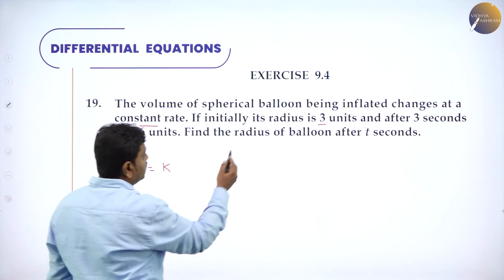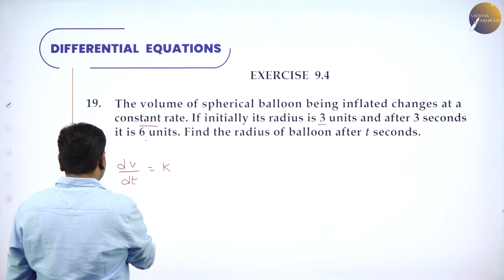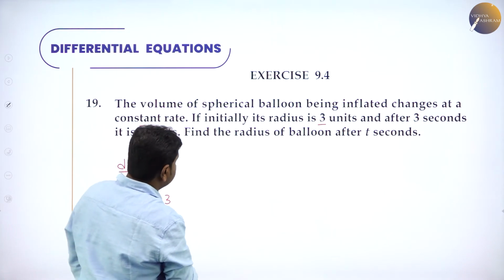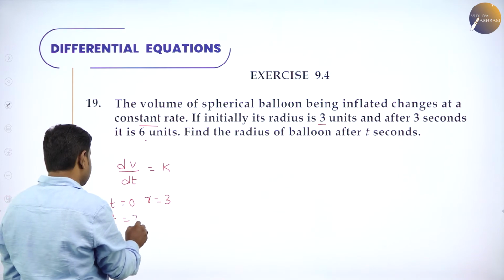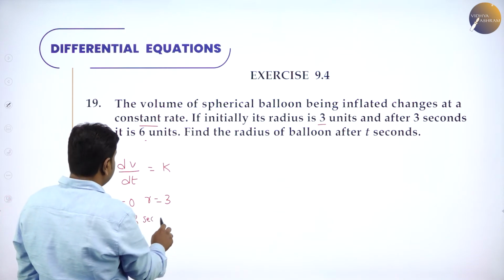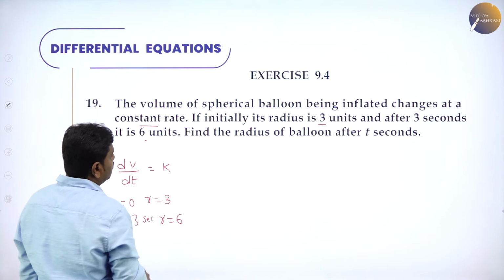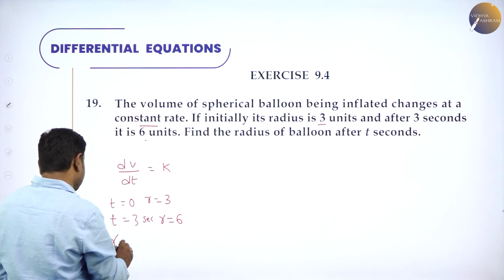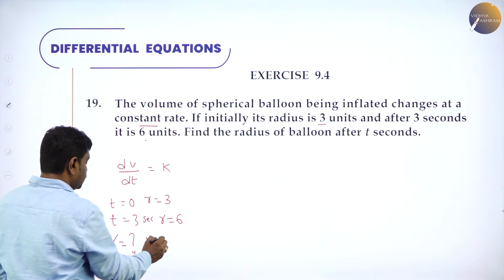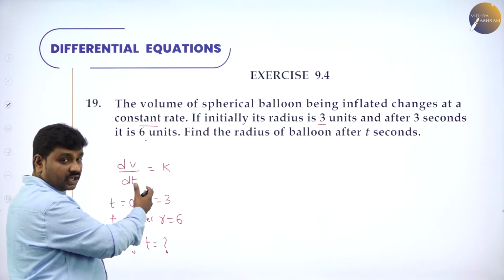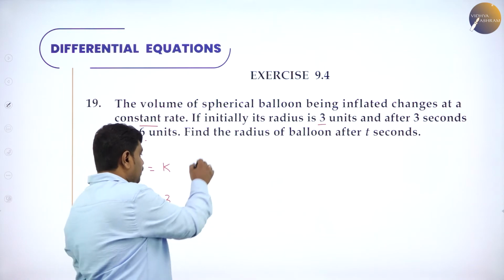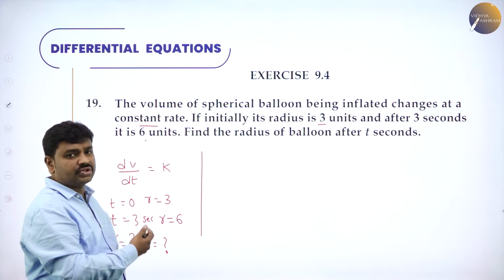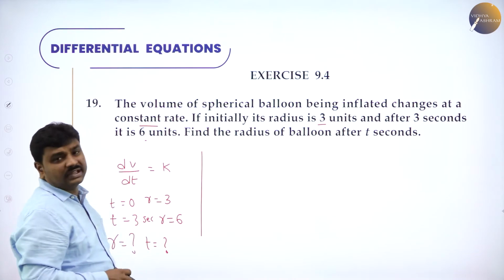Initially, its radius is 3. Initial means when time t is 0, its radius is 3 units. And after t equal to 3 seconds, the radius is 6 units. Along with that, find the radius of the balloon after t seconds. They want the radius of the balloon at t seconds. So for that, first we need to convert this to an equation. So now this is a differential equation. Find the general solution, then find the particular solution, then you will get the answer.